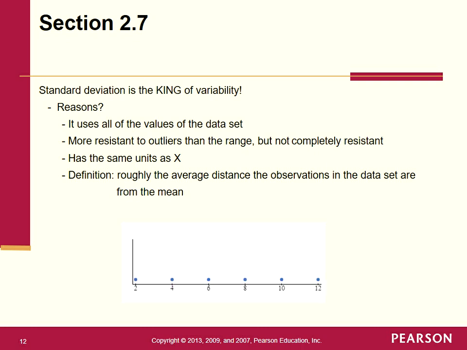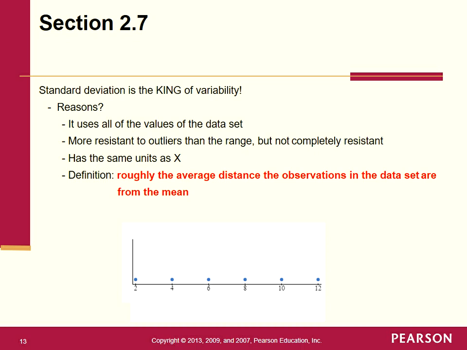Okay. So here's a real simple data set. Here's a dot plot that represents that data set. So I've got one value at 2, one value at 4, one value at 6, 8, 10, and 12. Okay, so I want to go ahead and show you graphically what we're talking about when we're talking about the standard deviation.